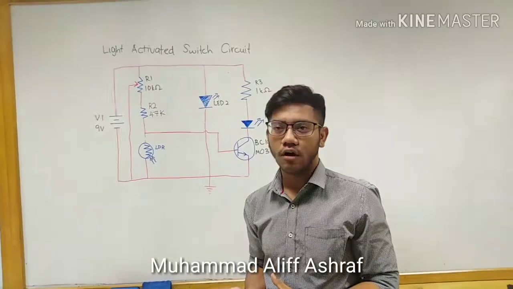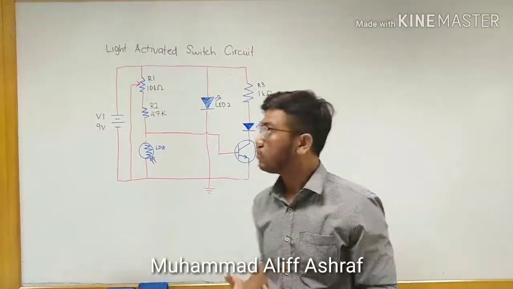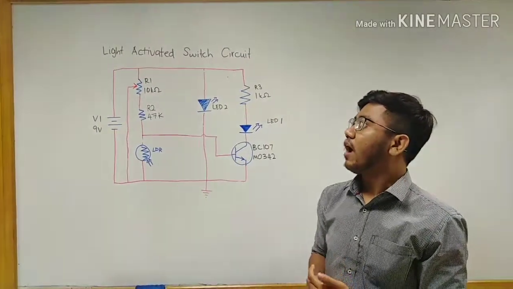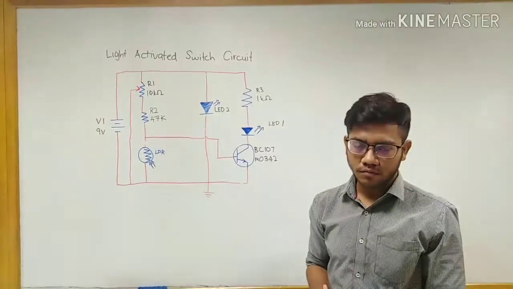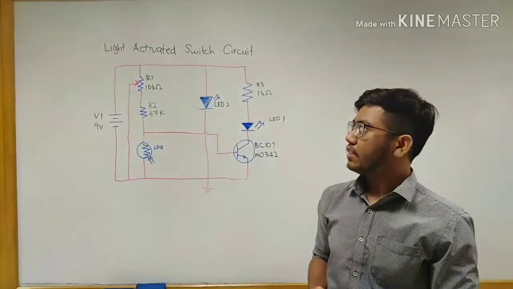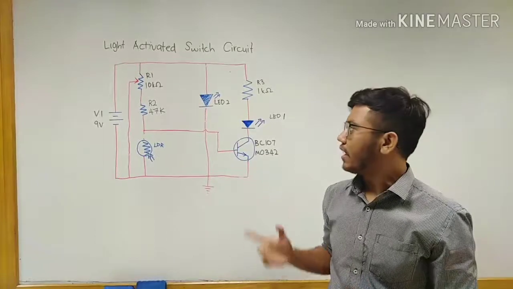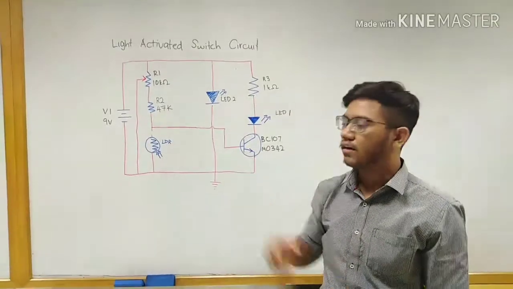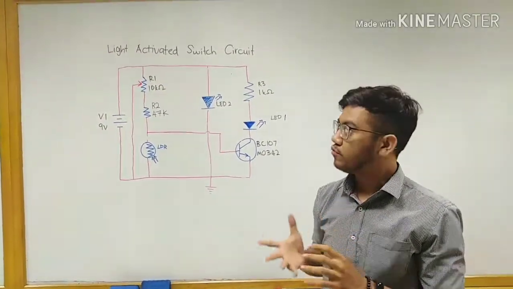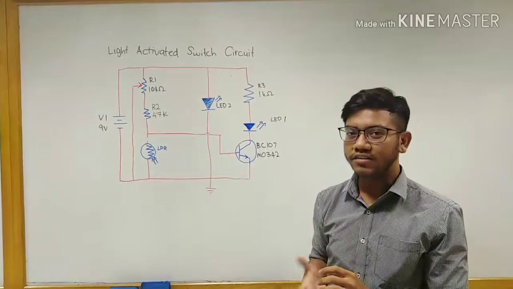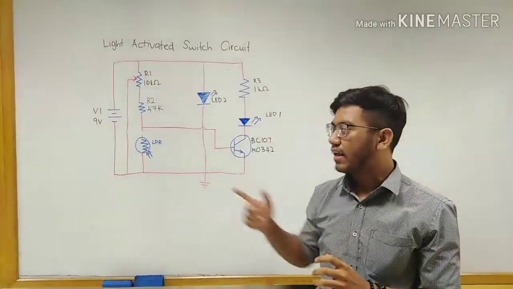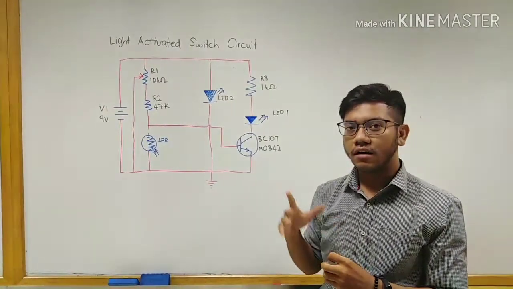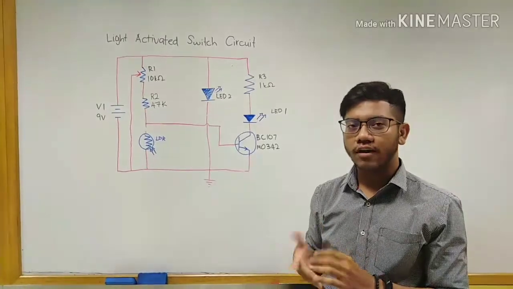For our project, we as a group have come up with this idea, which is a light activated switch circuit. The objective is to light up this LED using this component, which we call an LDR. How this circuit works, basically, is that when the LDR receives light, the LED will turn off, and vice versa.